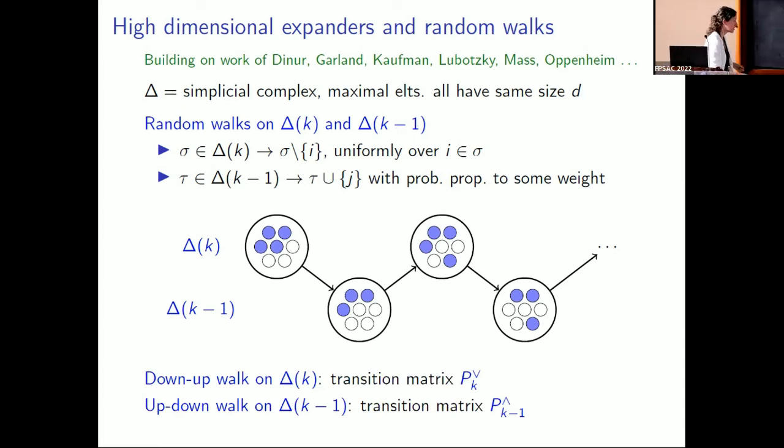And these are usually called the down-up walk and the up-down walk. And they have some transition matrices, some potentially very large transition matrices you get from these random walks. And so if you want to understand, for example, the mixing time of this process, one would want to understand, for example, the second largest eigenvalues of these potentially quite large matrices.